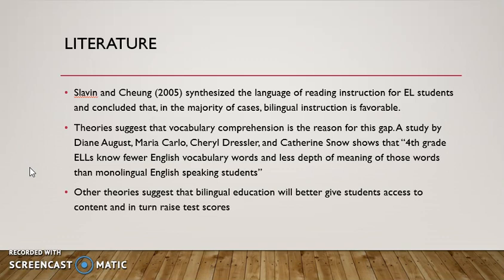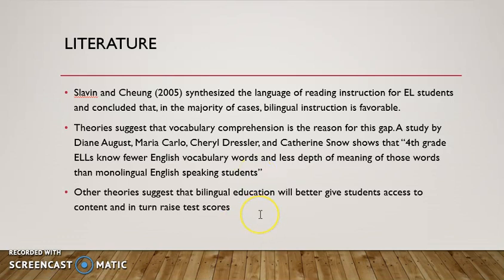Now, what that means is that these students who are being measured at the same rate as our English-speaking students do not have the same amount of vocabulary knowledge and understanding as our English-speaking students. Not only do they not know the same amount of words, but those words that they do know, they don't have the depth of meaning of those words like our English-speaking students do. And they don't understand how to use it in every sort of context or how it can mean different things in different areas. So that is the reason for this huge achievement gap that we see.